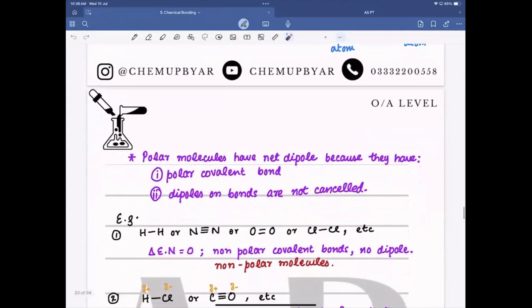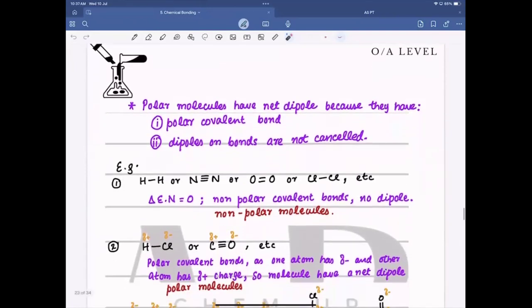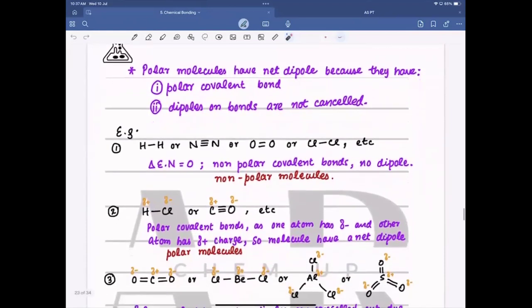Now look. HCl and carbon monoxide both have a dipole, right? Yes, sir. So it means the bonds are polar covalent. They have a net dipole. They have a net dipole, so the molecules are going to be polar.